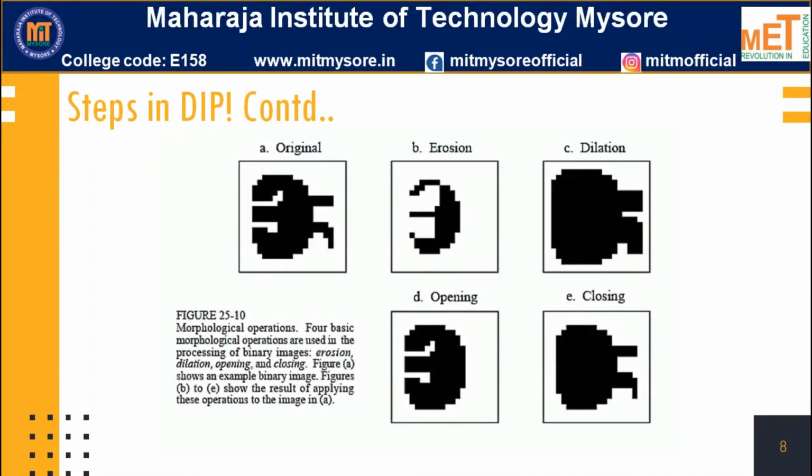Next, morphology. In morphological processing, you have four basic operations: erosion, dilation, opening and closing. We will study morphological operations in depth in the coming modules. As of now, understand that morphology is going to extract quantitative information from the image.